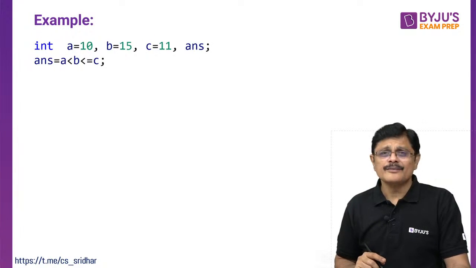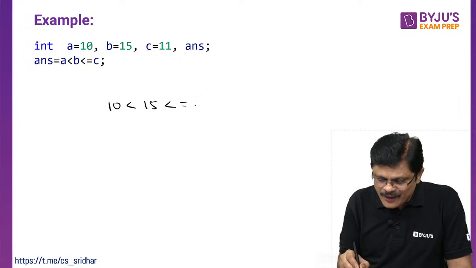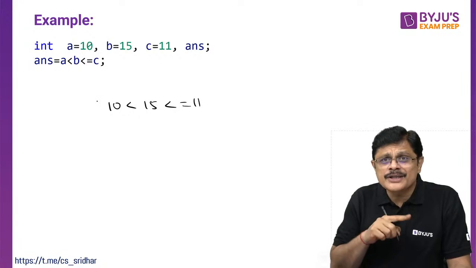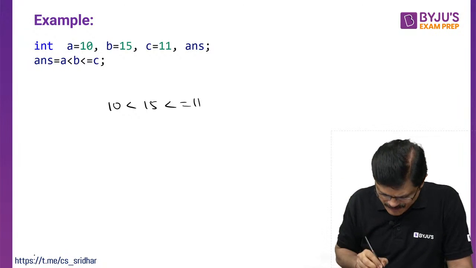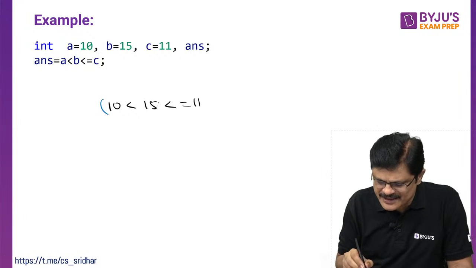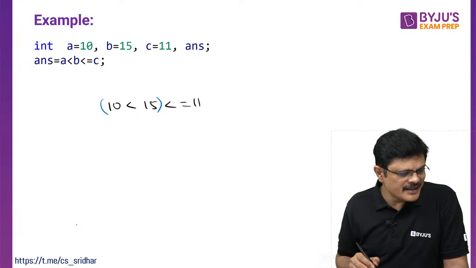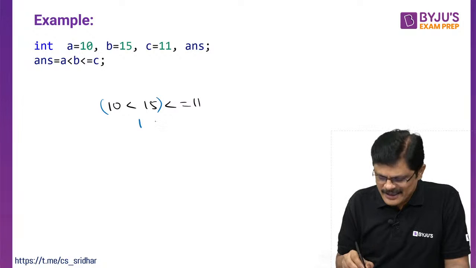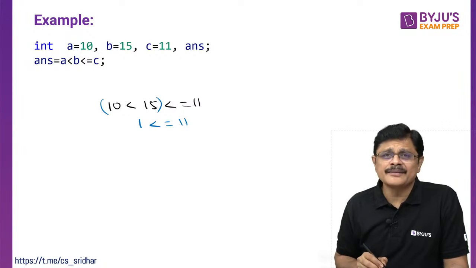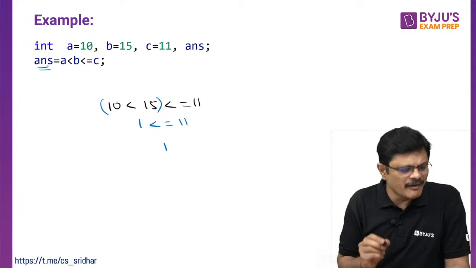Next one. What about this? Again, 10 is less than 15 is less than or equal to 11. Because less than and less than or equal to have equal precedence, we go with left to right associativity, my dear friends. So this would be associated like this. Is 10 less than 15? Yes. And is the result less than or equal to 11? Yes, 1 is less than 11. So it is true. So the answer value would be 1, my dear friends.